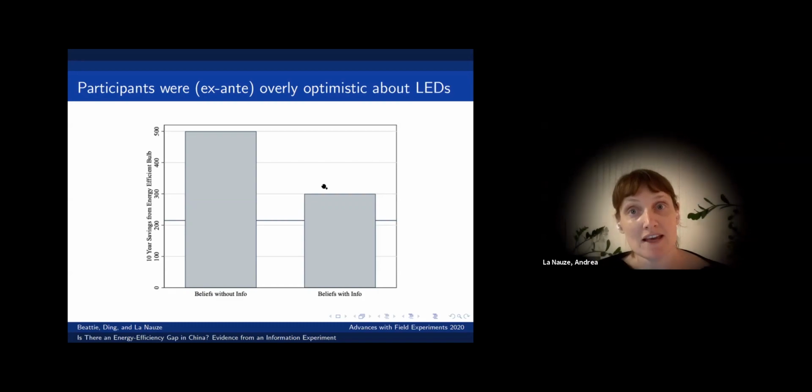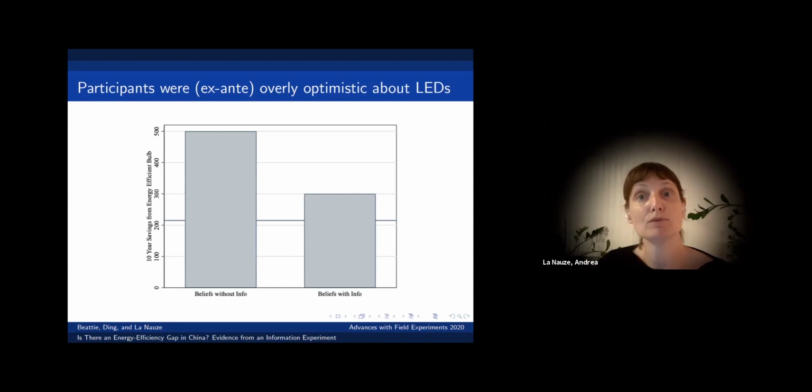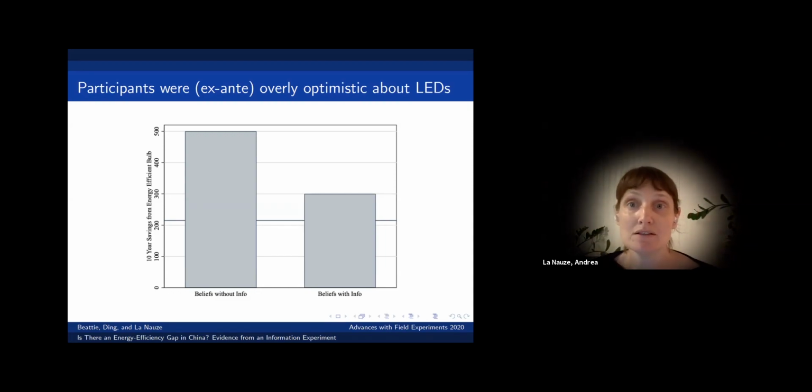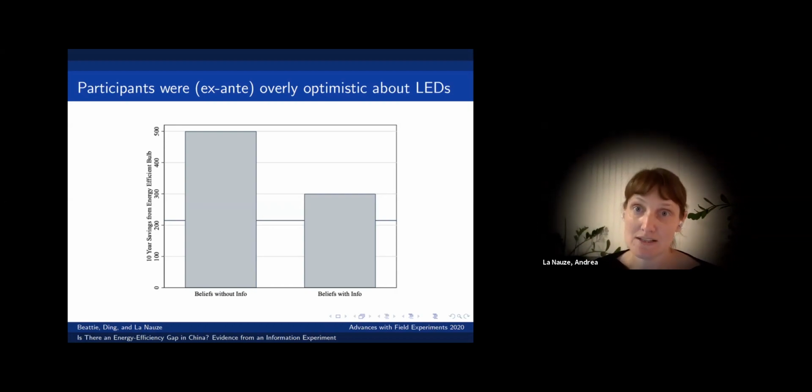So we're finding that information about energy savings increases willingness to pay for an energy efficient bulb, but reduces expectations about the associated energy savings. So that result is somewhat unusual in the literature, where it's common to find that people underestimate the energy savings associated with energy efficient appliances.